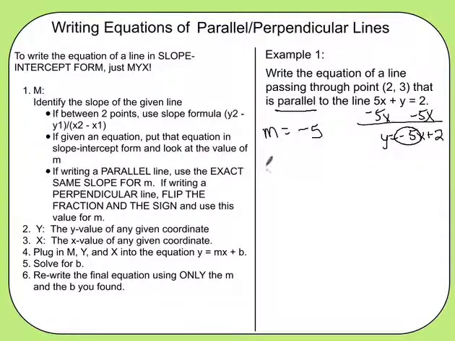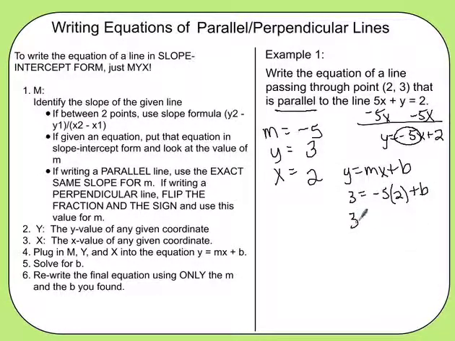Now I need y and x. Y is 3, the y value of the given coordinate. X is 2. Now I just substitute my m, y, and x into y equals mx plus b. So 3 equals negative 5 times 2, and I solve for b. Negative 5 times 2 is negative 10. To finish solving for b, add 10 to both sides. So b is 13. Do not stop here.